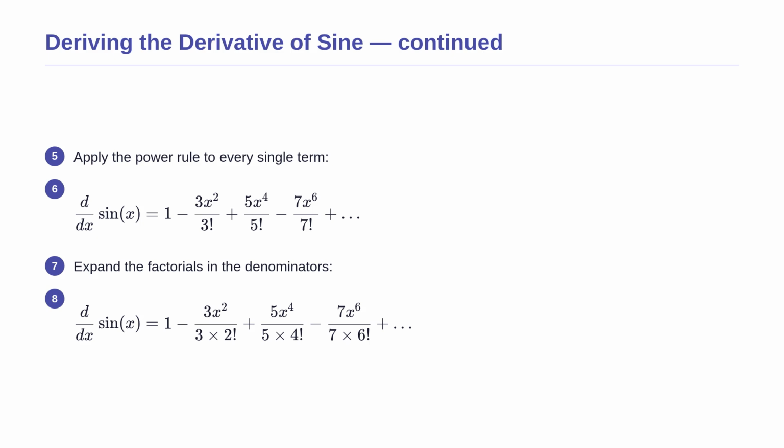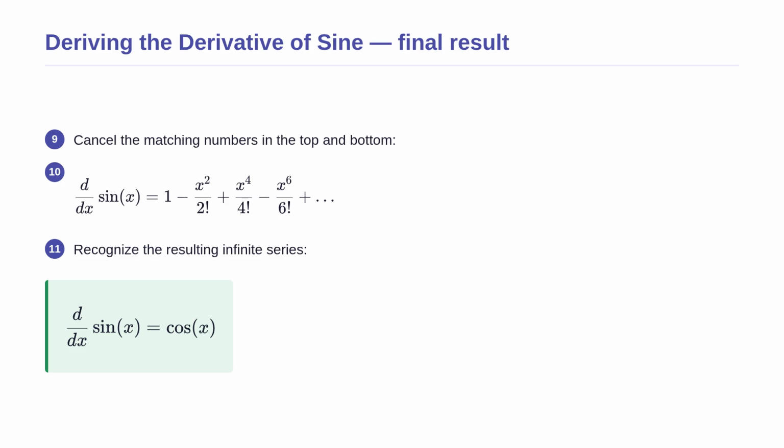To simplify these fractions, we expand the factorials in the denominators just a little bit. For example, we rewrite 3 factorial as 3 times 2 factorial. We do this specifically to expose a number in the denominator that matches the new multiplier in the numerator. In this final step of our derivation, we cancel the matching numbers in the top and bottom of each fraction. This clever algebraic trick leaves us with a brand new infinite series.